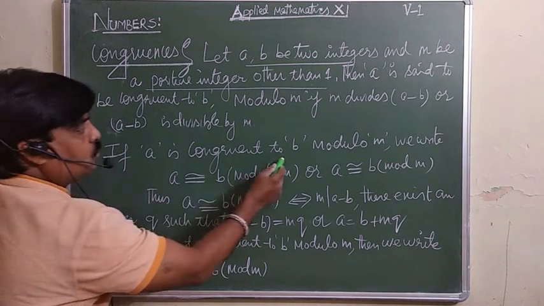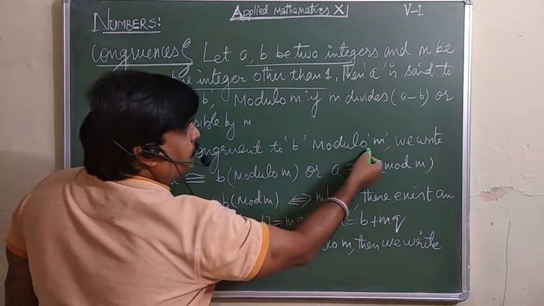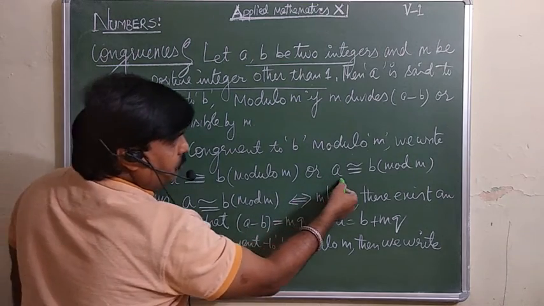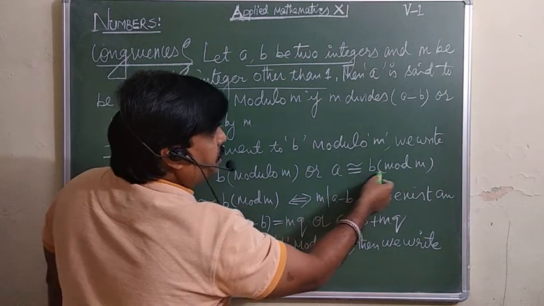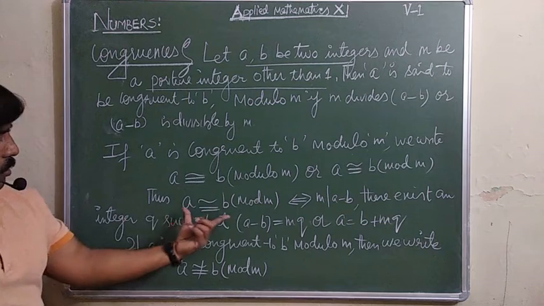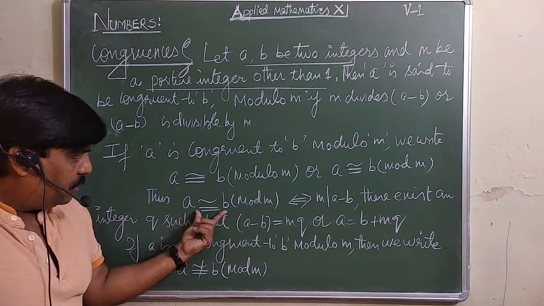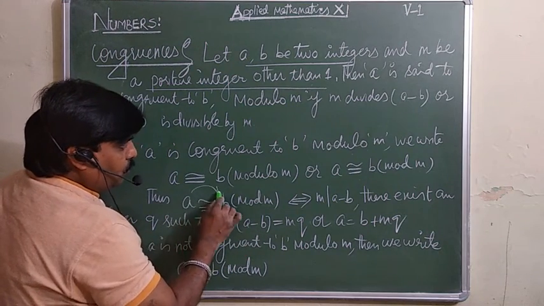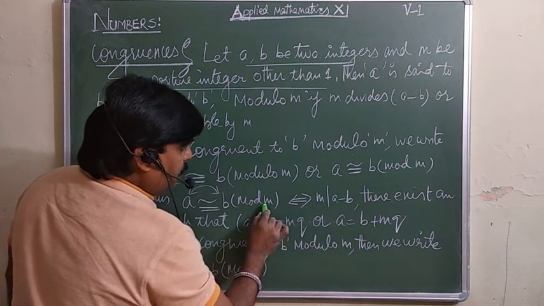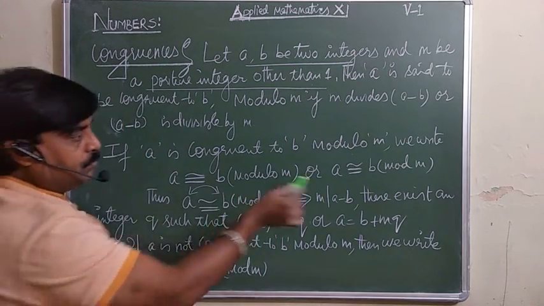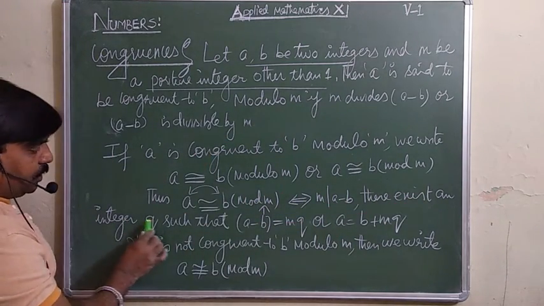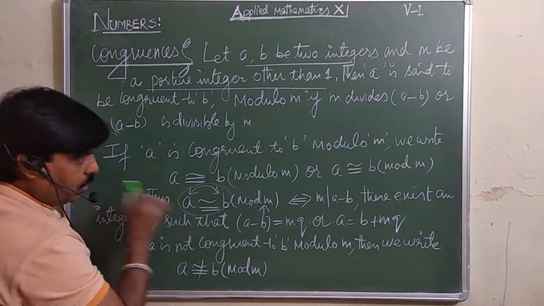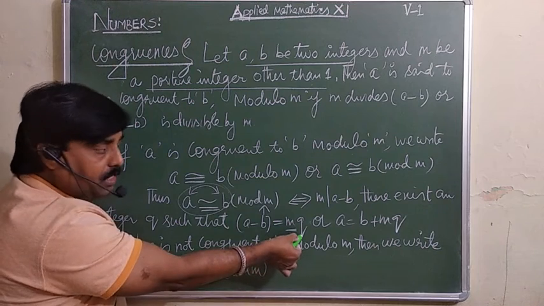If a is congruent to b, we write this as a ≡ b (mod m). It means the difference of these two will be divisible by the modulus m. Then there exists an integer q such that a minus b is equal to m times q, the difference being divisible by m.